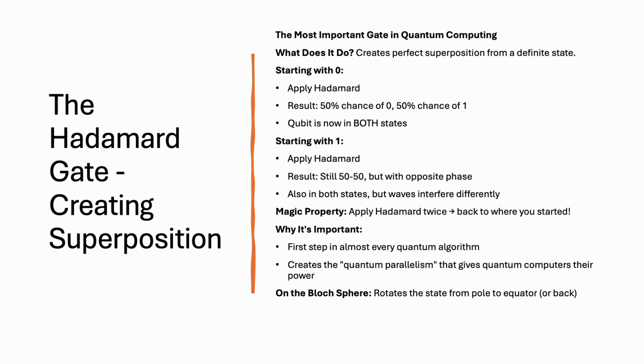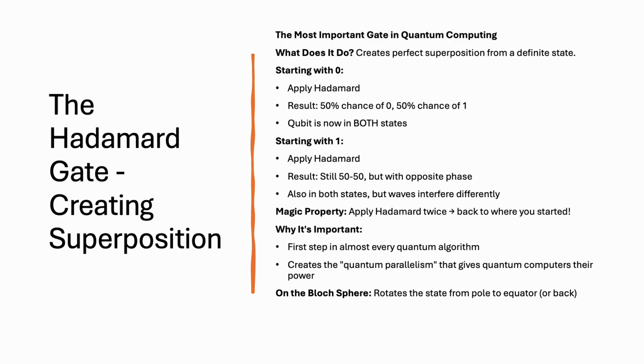Let us see exactly how this works. If you start with a qubit in state 0 and apply a Hadamard gate, you get an equal superposition of 0 and 1 with a positive relationship between them. This is the plus state we mentioned earlier. If you start with state 1 and apply a Hadamard gate, you get an equal superposition too, but with a negative relationship, the minus state.